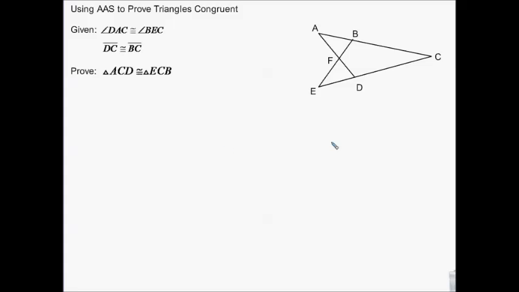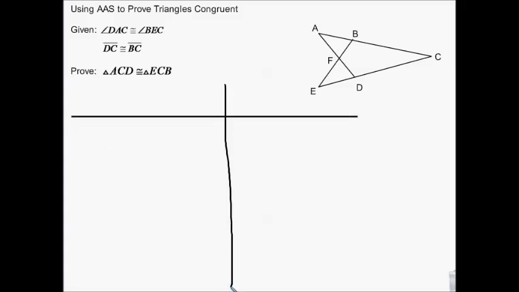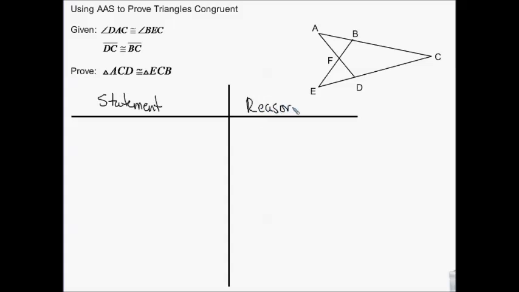Moving these things congruent, I'm going to do my two-column proof again. And so I'm going to have some statements, and I'm going to have some reasons. I've got DAC is congruent to BEC. Okay, so DAC is this angle here, and BEC is that angle there. So these two angles are congruent. That was given.